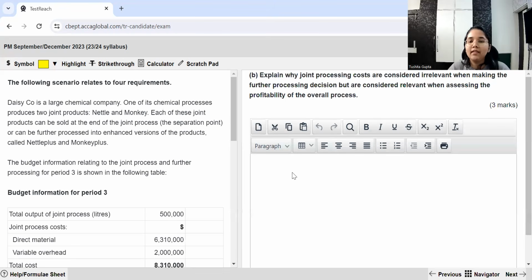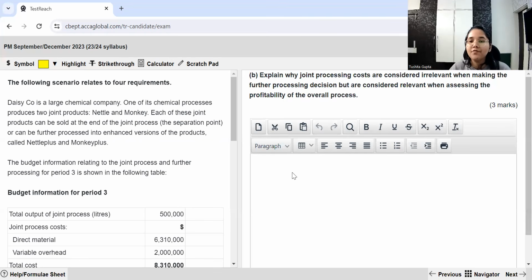So we have to explain that when we are considering joint processing costs, these are irrelevant in the further processing. But when we are deciding about the profitability of the entire process as a whole, then we consider the joint processing costs as relevant. So let's understand the first part first, that when we are looking at the further processing decision, why are we considering the joint processing costs irrelevant?